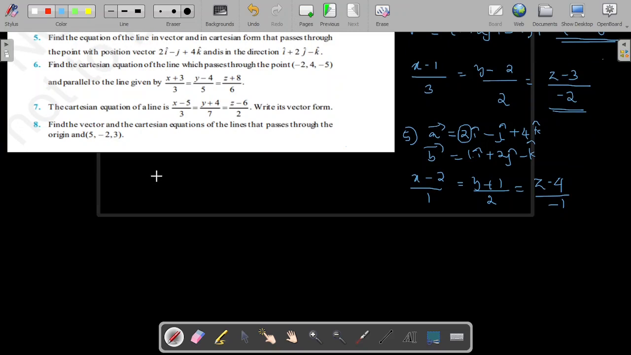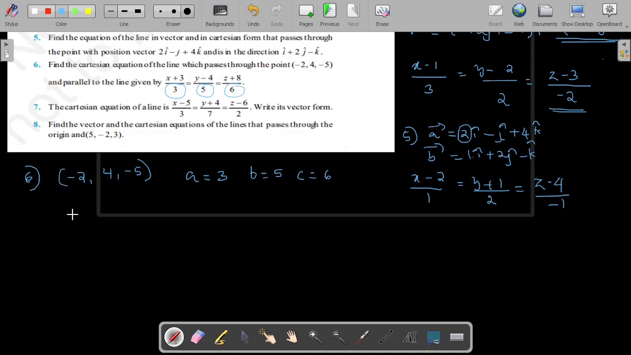Sixth question: find the Cartesian equation of the line which passes through the point (-2, 4, -5) and is parallel to the given line. So that line is parallel to this line. You know that any parallel lines will have the same direction ratios. So a equal to 3, b equal to 5, c equal to 6, because these are the direction ratios of a line which is parallel to our required line.